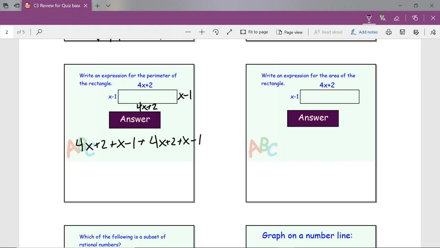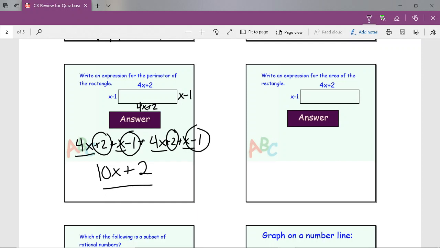And I can combine like terms, 4x and x, 4x and x. Well, when I add all of those up, I get 10 x's. And then I can add up the numbers, 2 and -1, 2 and -1. Well, then of course we just get plus 2. And that is the perimeter of my rectangle.